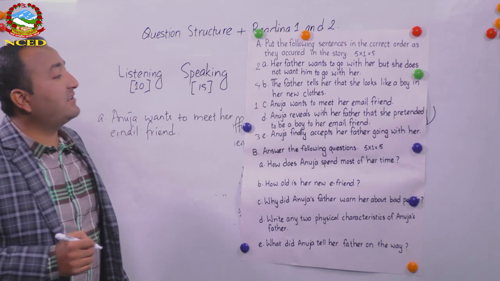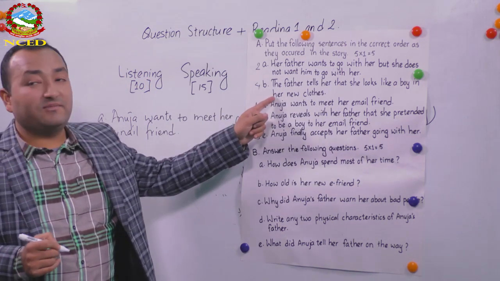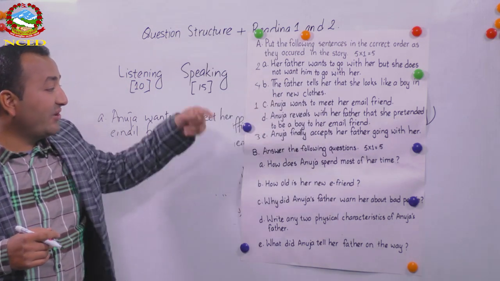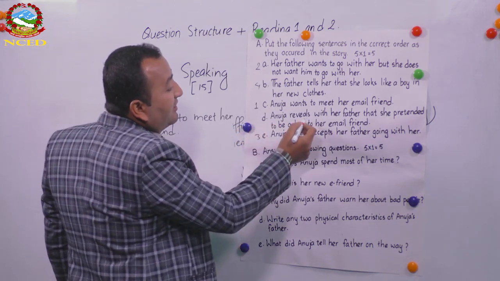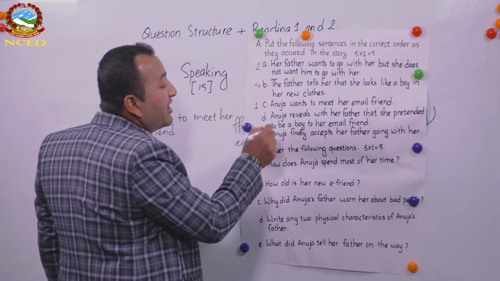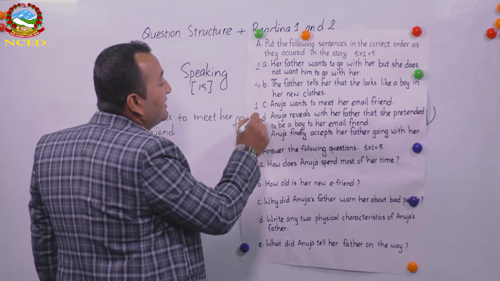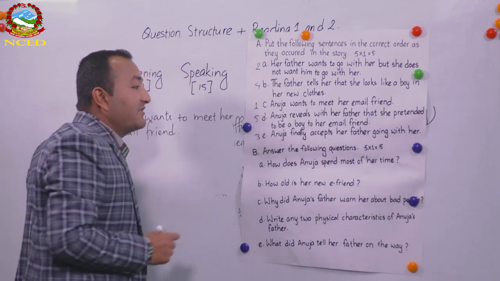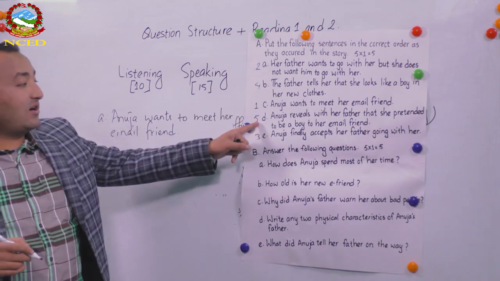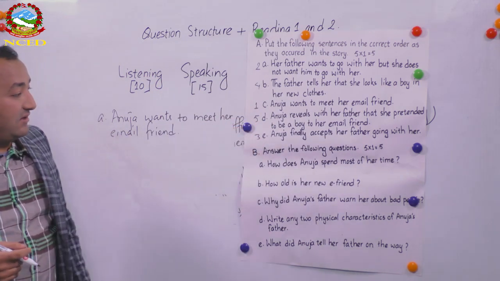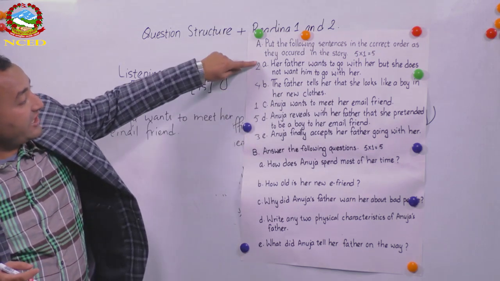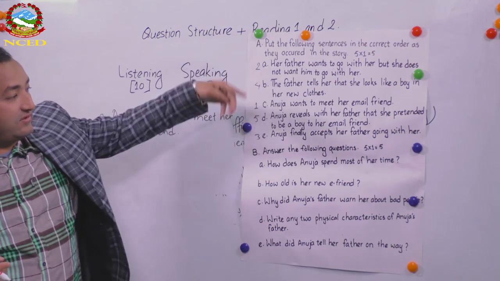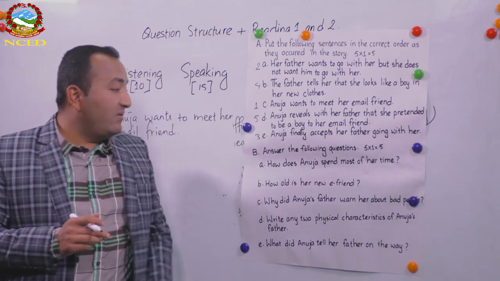The father tells her that she looks like a boy, in the narrative, means on the way, the father tells this while going to meet her email friend. And lastly, what happens? Anuja reveals to the father that she pretended to be a boy to her email friend. Why she looked like a boy? This is the revelation, or this is what she reveals about herself. So this is how we get it: first write this sentence, second write this, third write this, and then you just complete the answer, right?